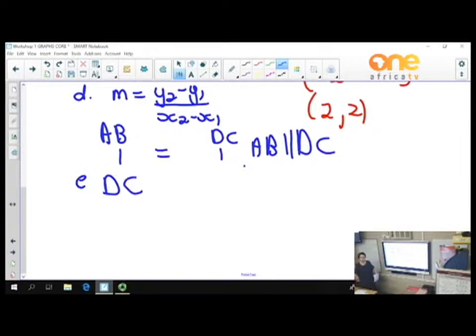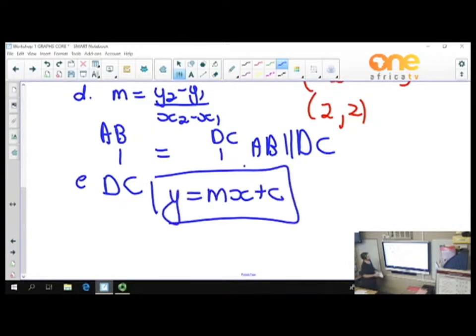DC. So what do I want? If I must obtain the equation, what do I want? What is the equation of the line? So we said what we want is M and we want C. We already have the gradient. So y is equal to 1x plus C. Which one? D or C, because it passes through those 2 points. So you substitute one of them in there.